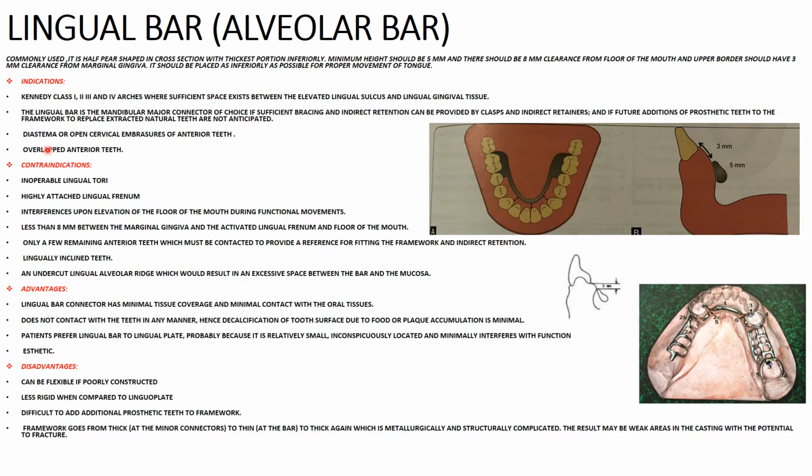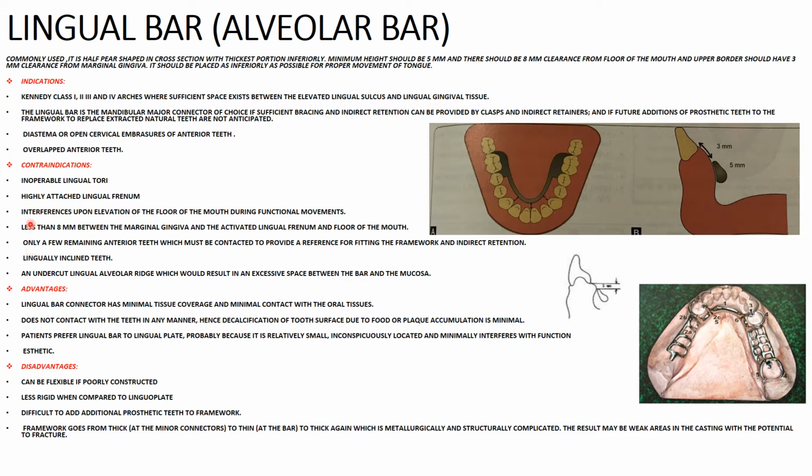If there are diastemas present, in that case you can use a lingual bar, or if there are wide cervical embrasures and overlapped anterior teeth. Contraindication: if there is an inoperable tori present, or a highly attached lingual frenum, if it causes interferences upon elevation of the floor of the mouth during functional movement. The floor of the mouth gets elevated during functional movements, so it causes interferences at that time.